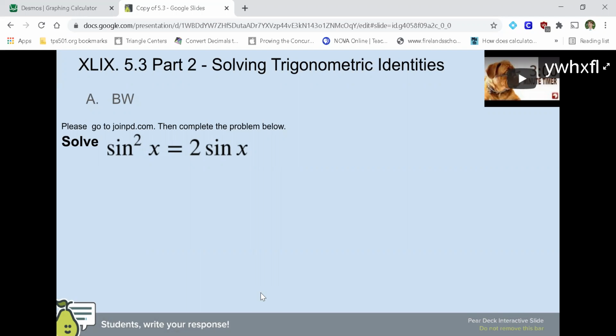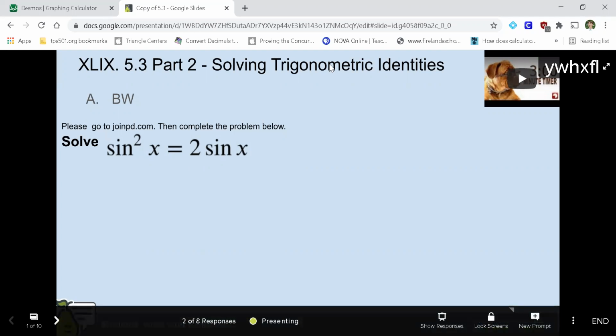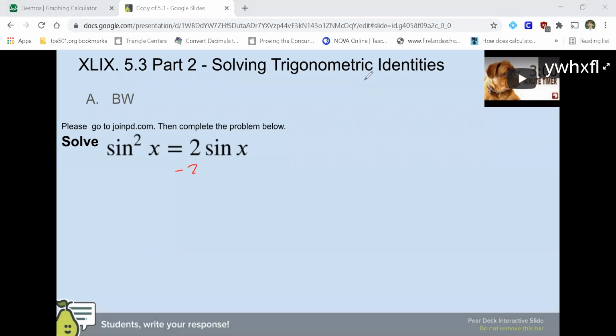It doesn't really matter which one you move, the sine squared or the 2 sine x. I'm going to go ahead and move the 2 sine x over to the left side. So if I subtract 2 sine of x from both sides, note that those are not like terms because one is a sine squared and one isn't. So the next line would be sine squared x minus 2 sine of x equals 0.